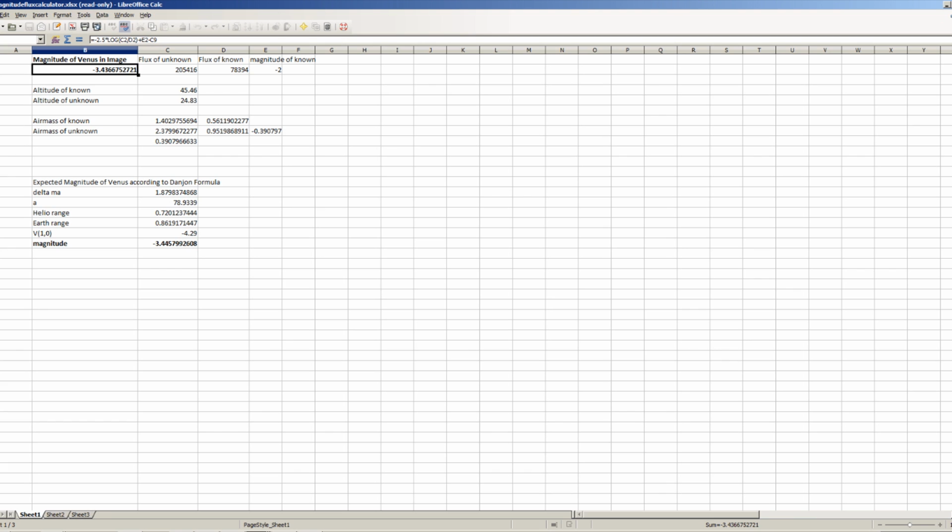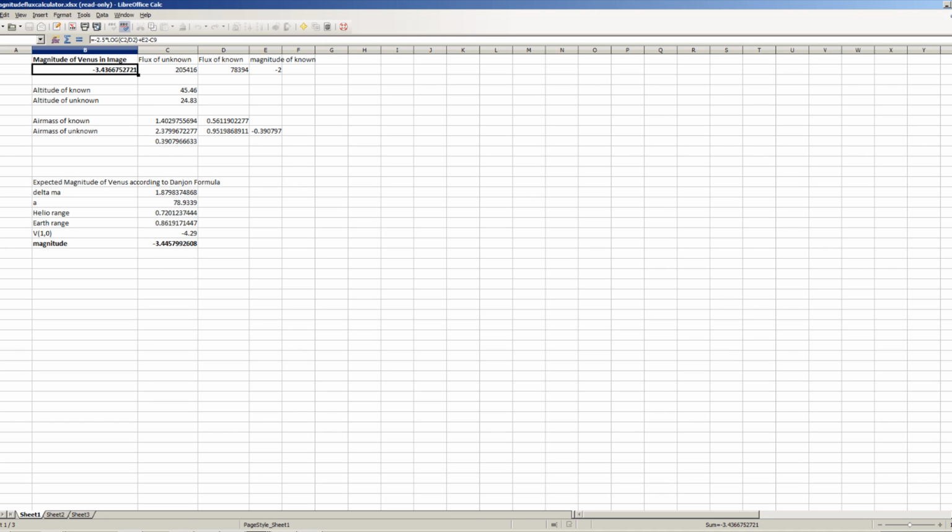Then we need to know how bright Venus was supposed to be. For this, I've applied the old Dan Juan formula, which was created in the early 20th century, and believe it or not, it still works. It matches up with our detected value quite nicely. This means that Venus was exactly as bright as it was supposed to be in the image.